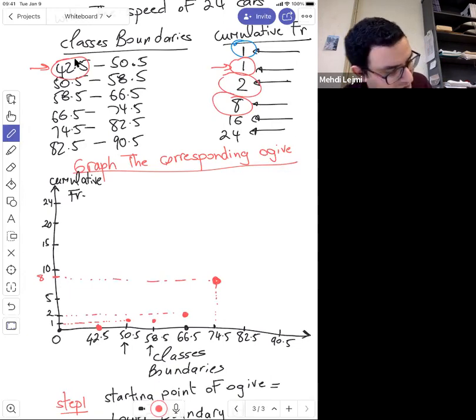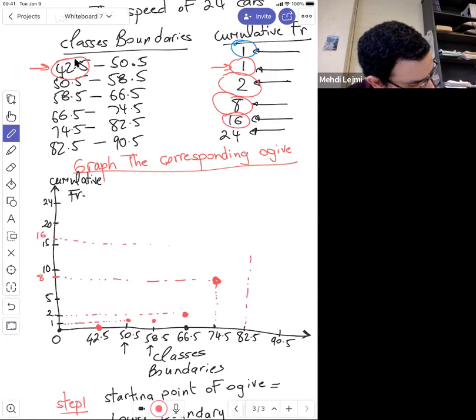Cumulative frequency of the fifth class is 16. So the next class boundary would be at 82.5. So we're gonna go up to 16, let's say it's somewhere right here. So this point here will be the cumulative frequency of the fifth class.